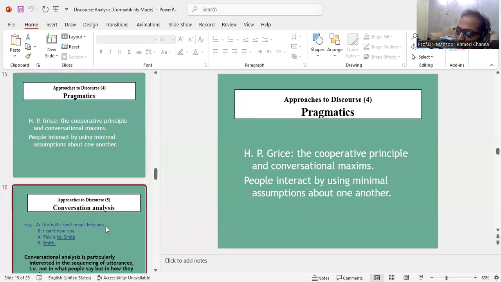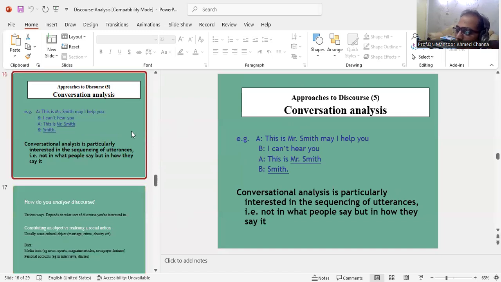Number 5 approach is conversational analysis. Conversational analysis is particularly interested in the sequencing of utterances, that is, not in what people say, but in how they say it. For example, A: This is Mr. Smith, may I help you? B: I can't hear you. A: This is Mr. Smith. B: Smith.